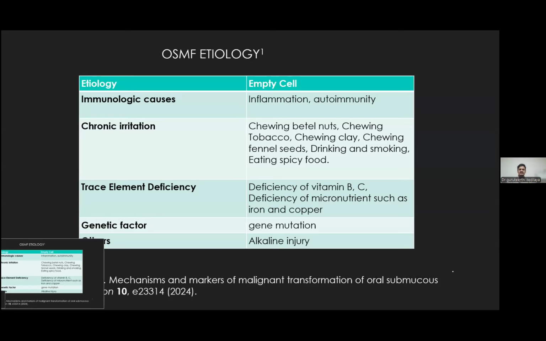It can be an immunological cause due to inflammation and autoimmunity, and chronic irritation because of chewing betel nuts. This is one of the most common causes cited for OSMF, especially in the Indian subcontinent. It can be due to chewing tobacco, chewing clay, chewing fennel seeds, and drinking and smoking, which of course can give rise to OSMF. Trace element deficiency is also attributed to this, that is, a deficiency of vitamins B and C, and micronutrients like iron and copper. A genetic factor can predispose to OSMF, but all these are multifactorial. I would say multifactorial etiologies for the development of OSMF.